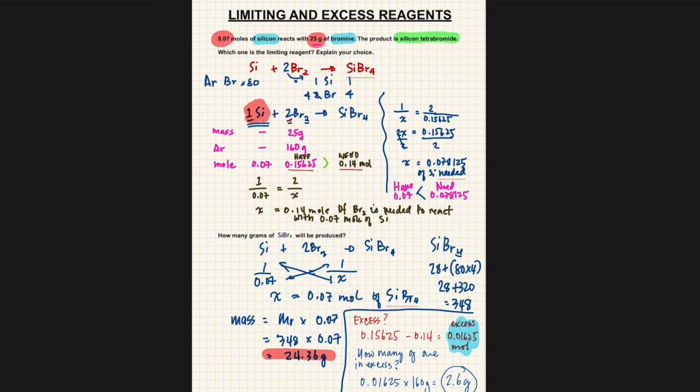So I hope this tutorial helped you understand how to calculate limiting and excess reagents and also their products. Big tip: always organize your work so that you don't get confused. Second, if you put it in a table form, that's another way of organizing it. Third, always label your answers, label what it's all about so that you're not confused which one is silicon, which one is bromine. It will save you time, especially when you have assessments that are time sensitive. Hope this helps.